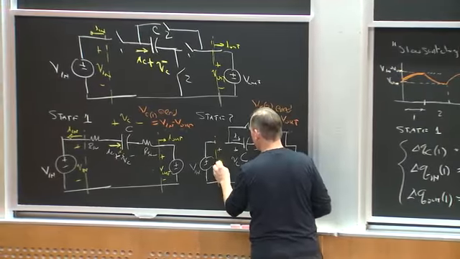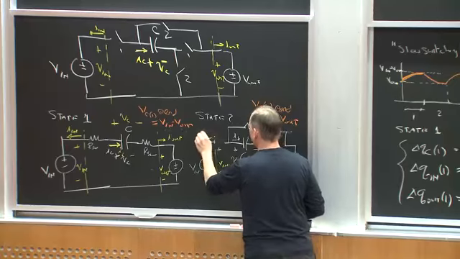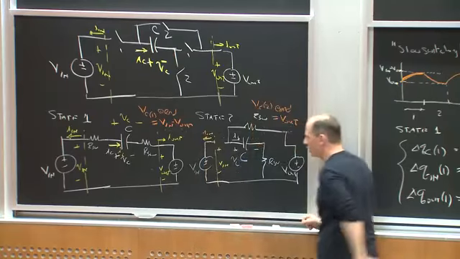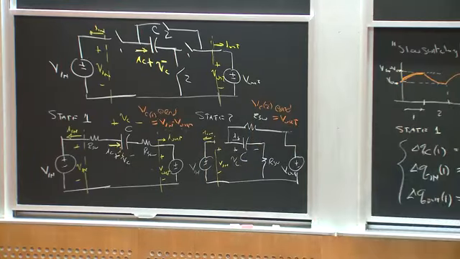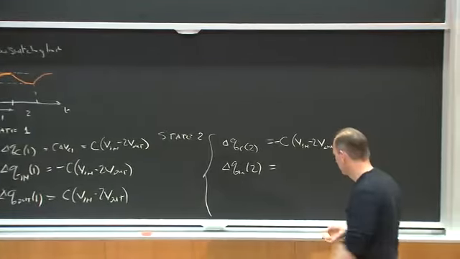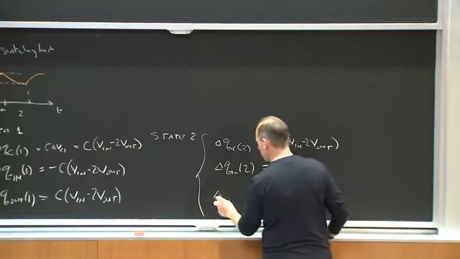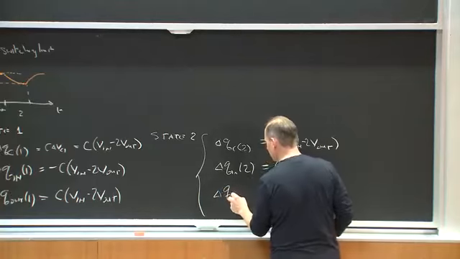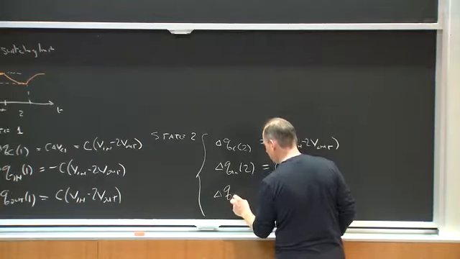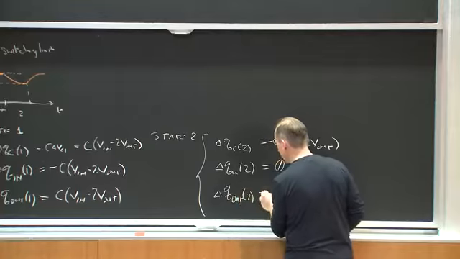This is V in, this is I in. How much charge is transferred into the input in state 2? 0, right? No charge transferring the input, okay. How much charge is transferred to the output in state 2?